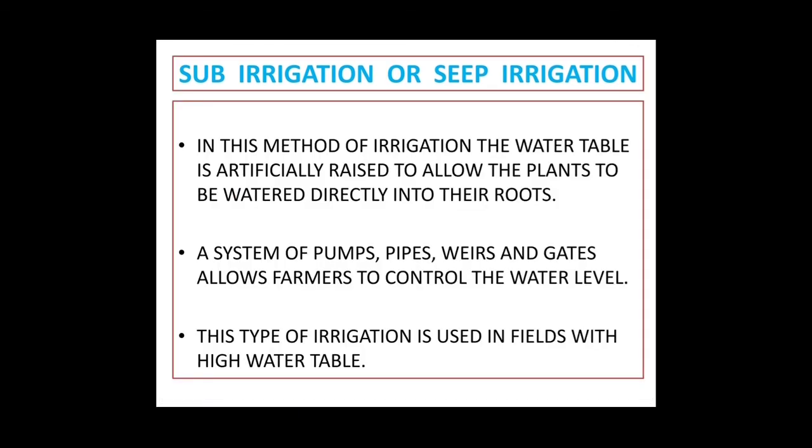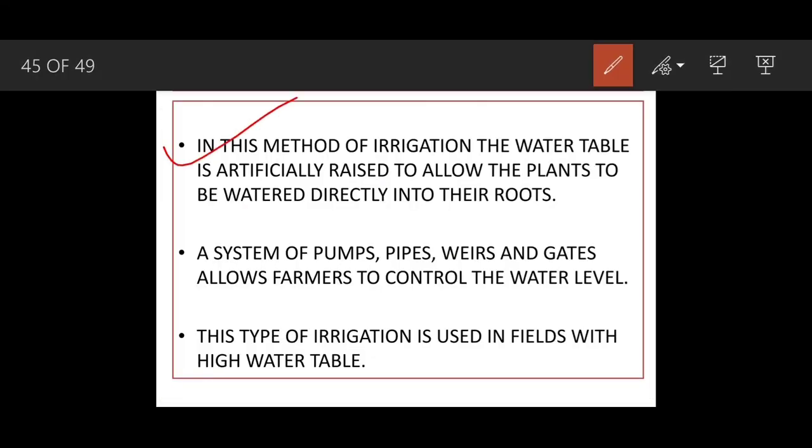So now you have seen the picture. Let's read about this. In this method of irrigation, the water table is artificially raised to allow the plants to get water. A system of pumps, pipes, wires and gates allows farmers to control the water level.